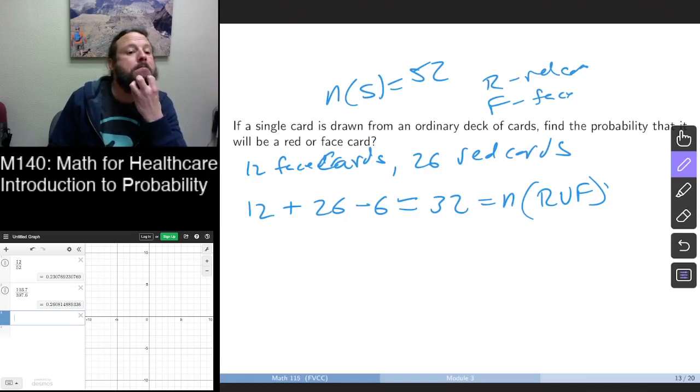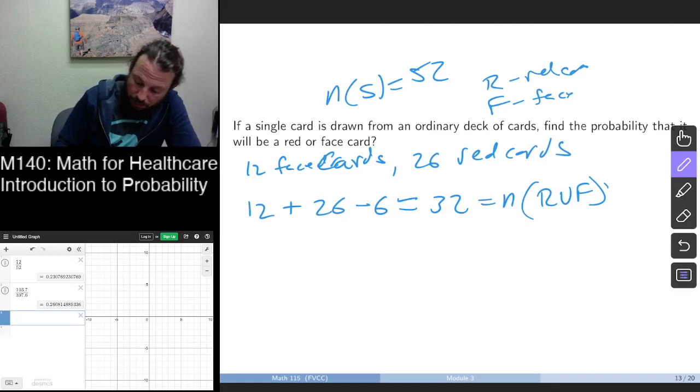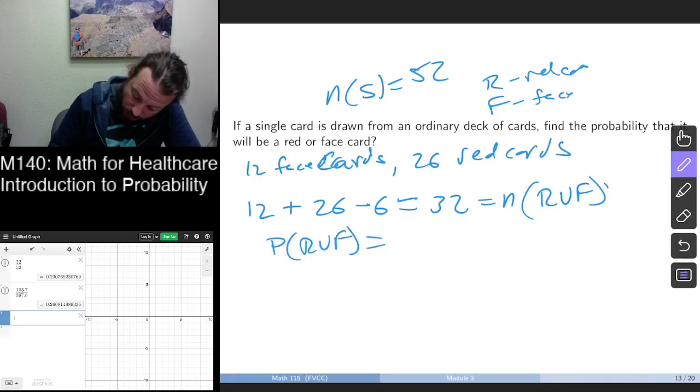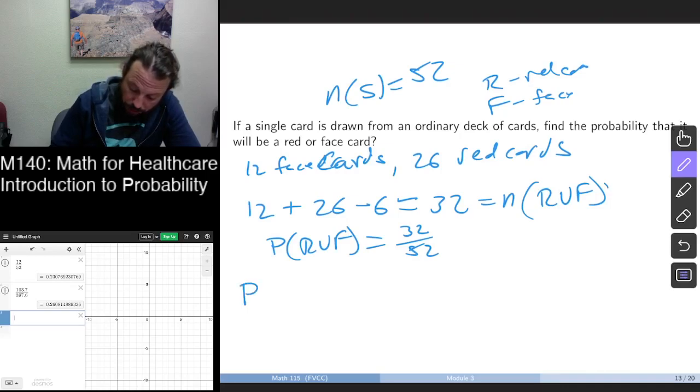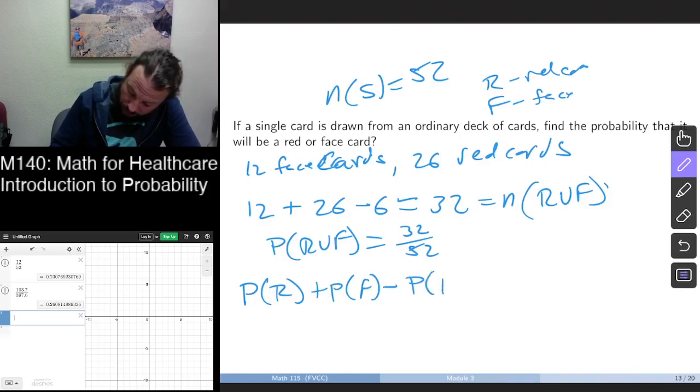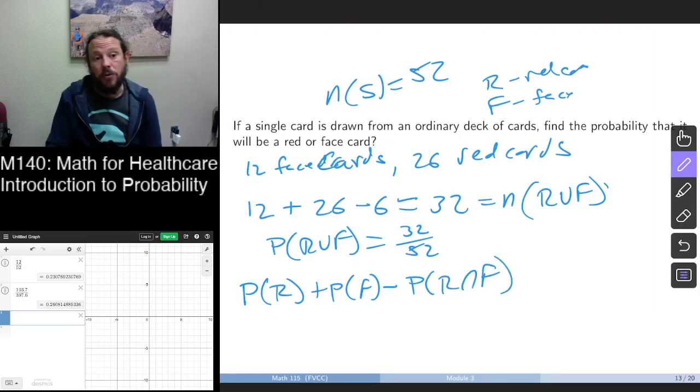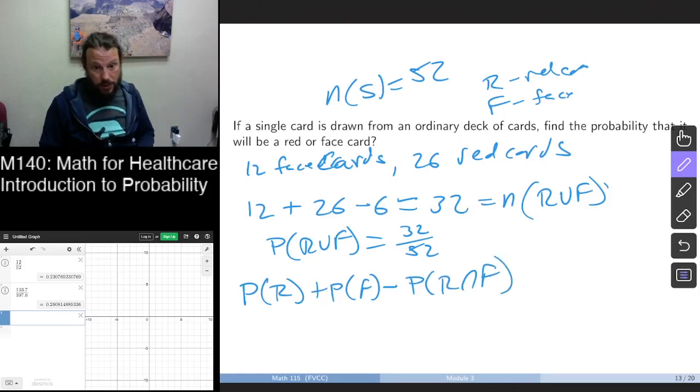Right? And that's just like our union rule, and in fact it turns out to be the same. So that tells me the probability of R union F is equal to 32 out of 52. Now, just like our union rule, we could have used that as well. So we could get the probability of R union F equals the probability of R, as long as we have these equally likely outcomes, plus the probability of F minus the probability of their intersection. That comes straight from the union rule for counting the size of sets.